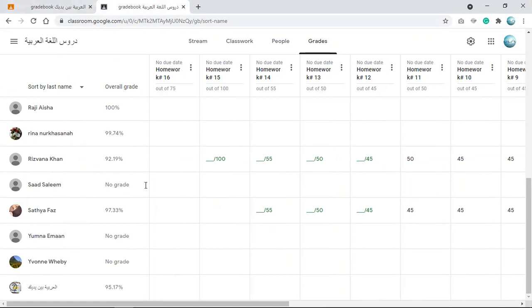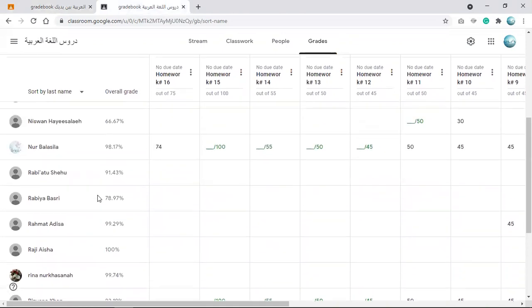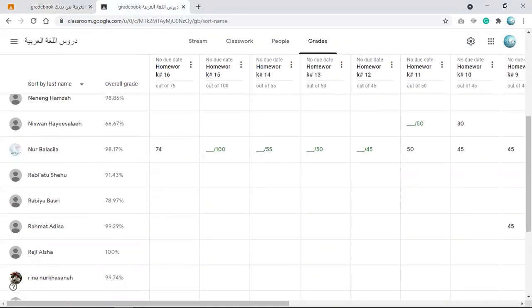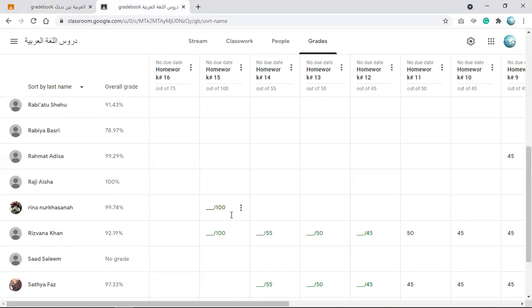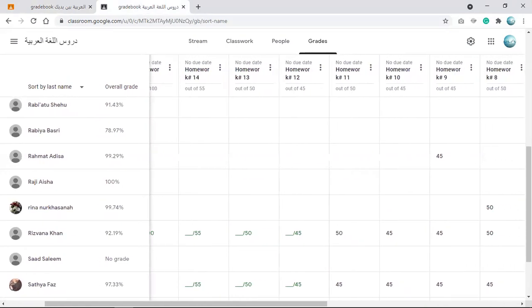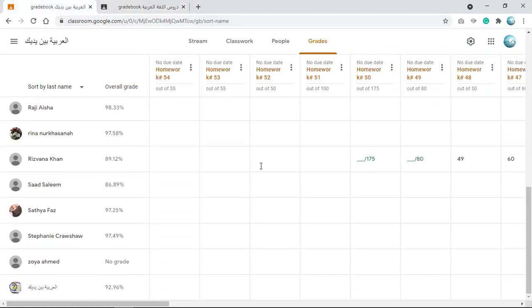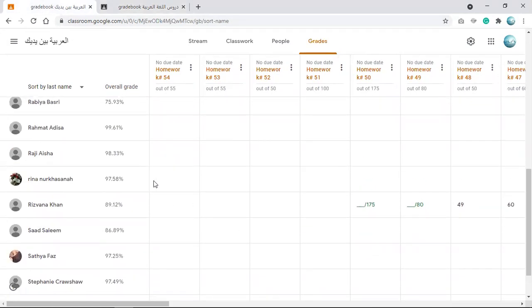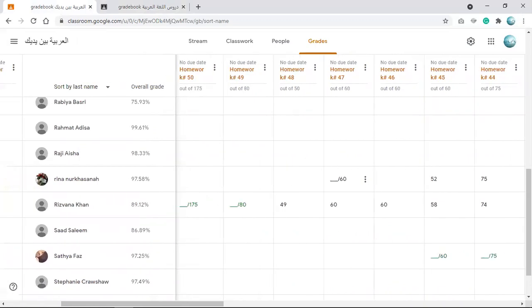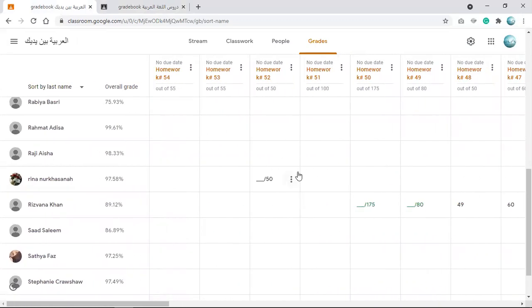Okay. 13 homeworks. What about Reena? Let's see. Where is Reena? Here it is, Reena. You have not done anything after homework number 9 in Durus Lughat Al Arabiyyah. 9 plus 6, 7 here. And what about here? 7 and 46, 8. You have not done 16 homeworks, Reena. You have missed 16 homeworks. Yes, sir.